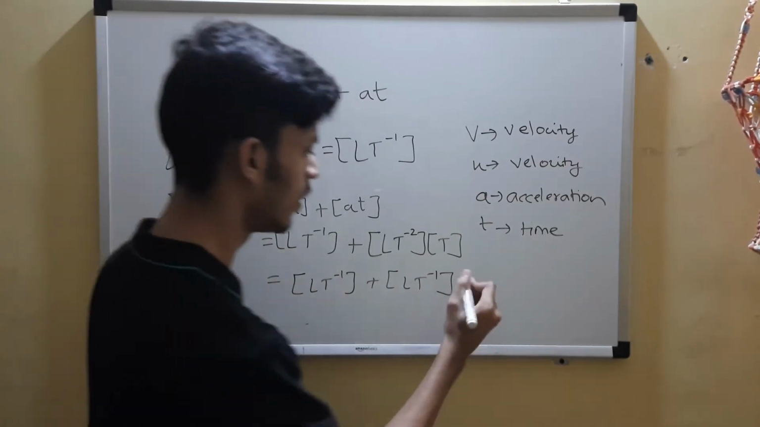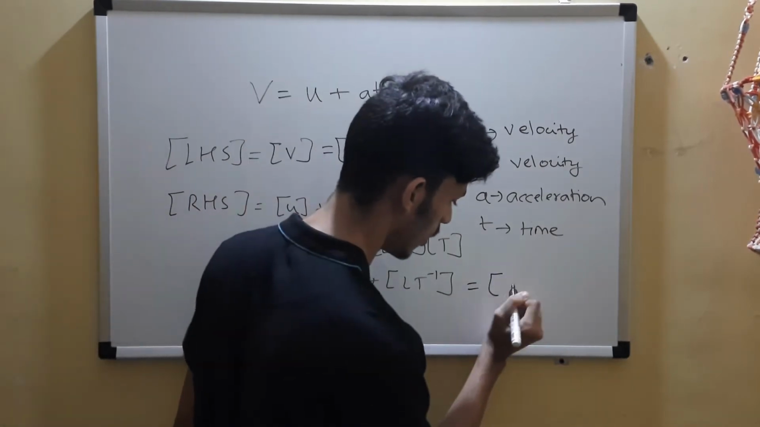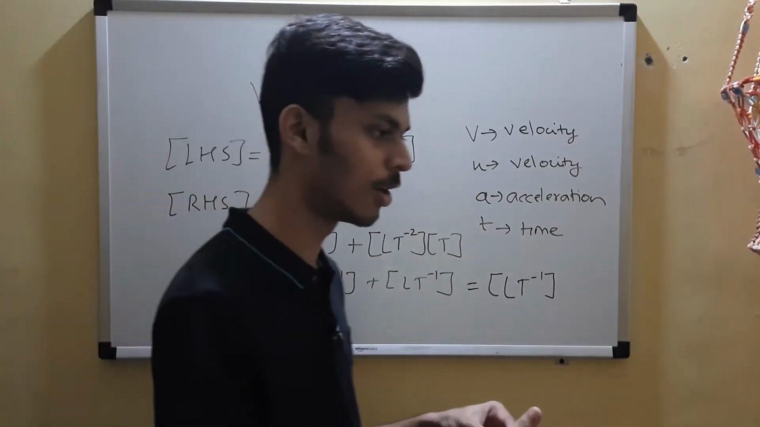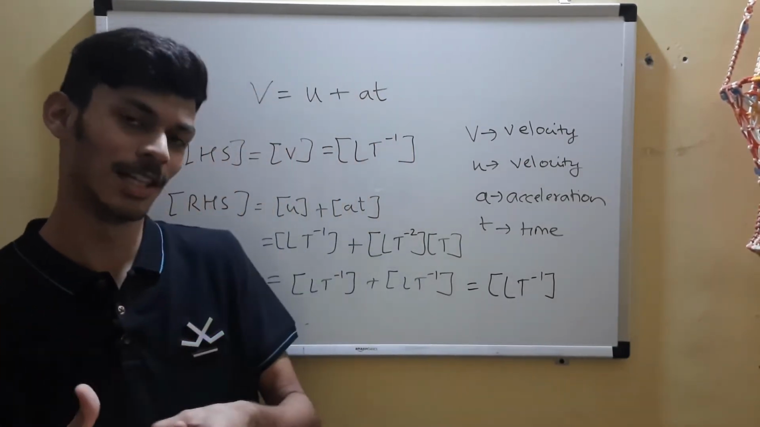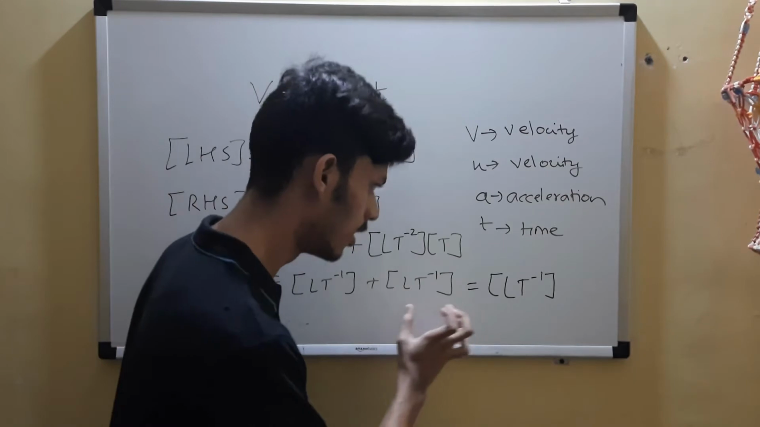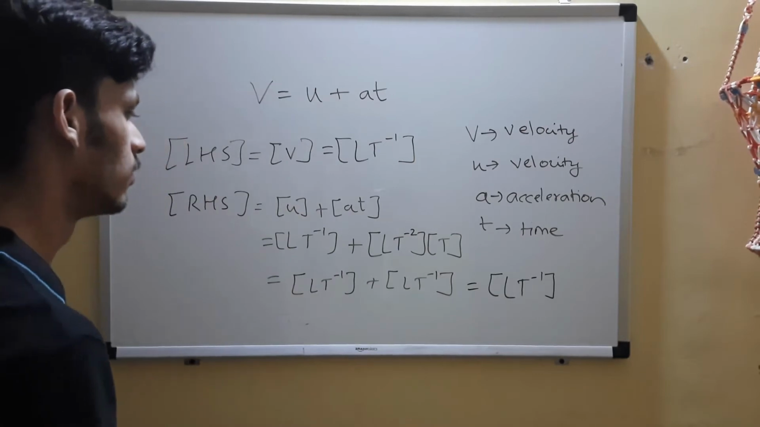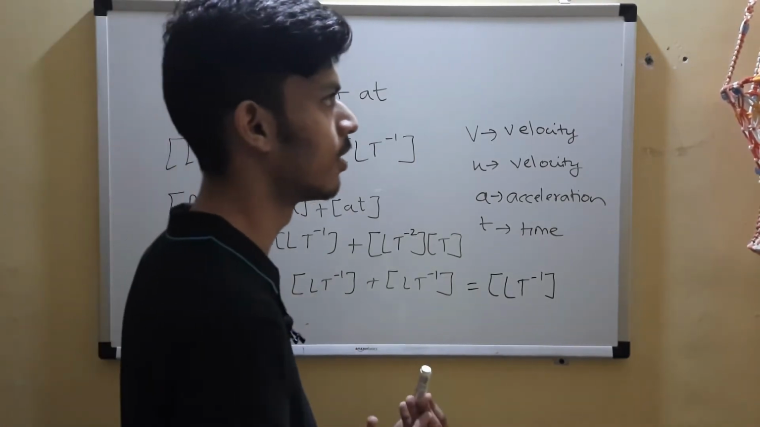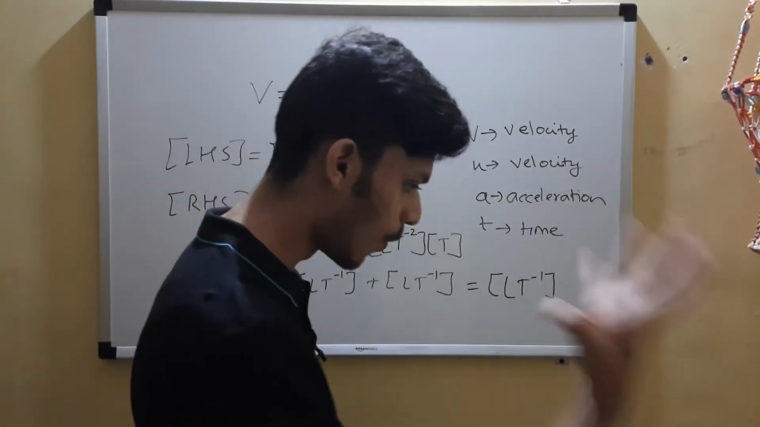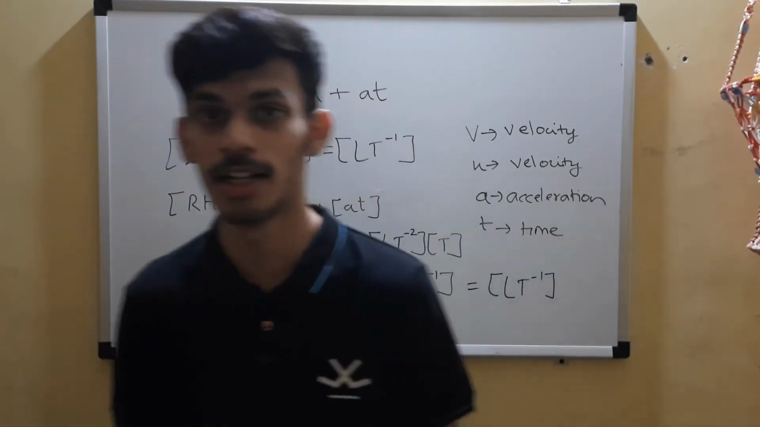So you can safely conclude that LT raised to minus 1 plus LT raised to minus 1 will also have the dimensional formula LT raised to minus 1. Because when you add two similar physical quantities, the answer which you get will also be the same physical quantity. Rather, you can only add two similar physical quantities. You cannot add totally different physical quantities. To know more, do check out lecture 3, where I spoke on principle of homogeneity.